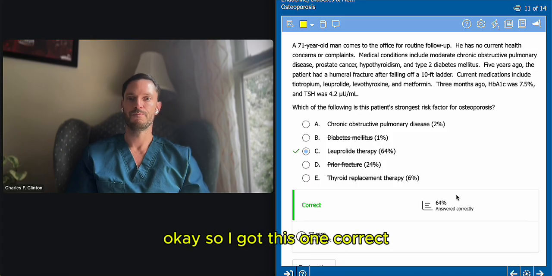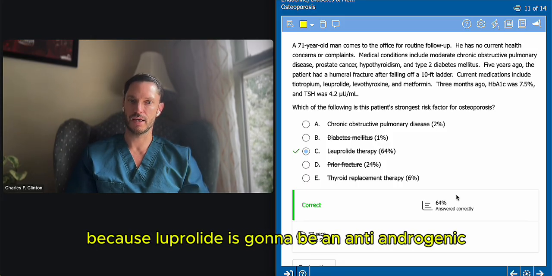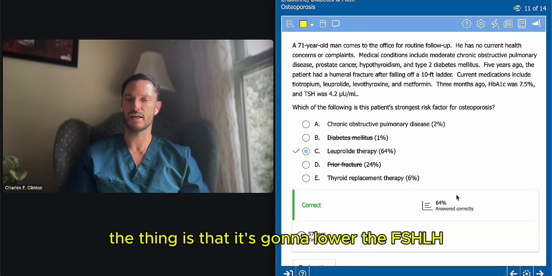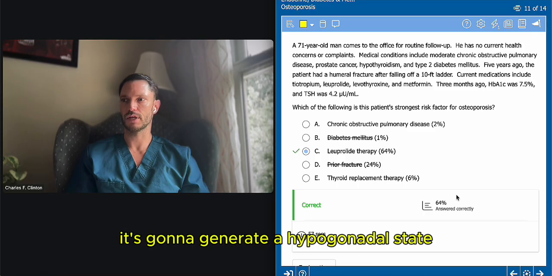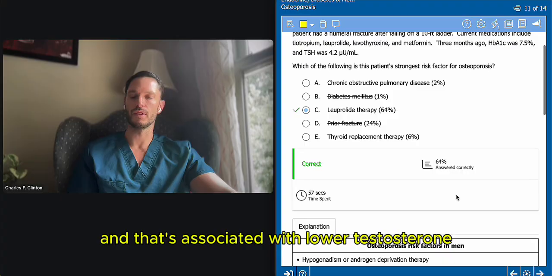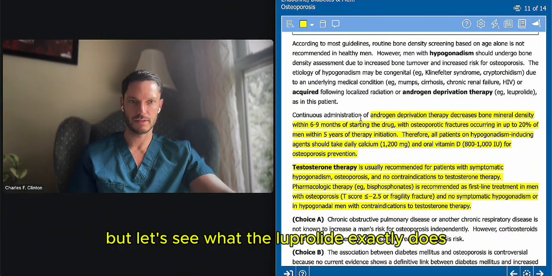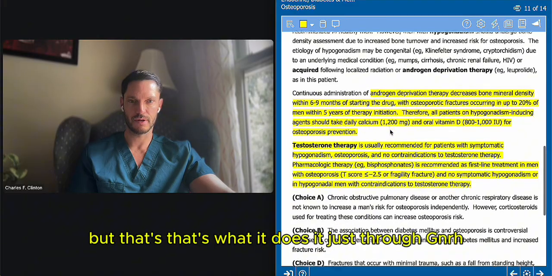Okay, so I got this one correct because leuprolide is going to be an anti-androgenic. Leuprolide is, I think, a GnRH agonist or antagonist. The thing is that it's going to lower the FSH, LH. It's going to generate a hypogonadal state, and that's associated with lower testosterone, and that's associated with osteoporosis. But let's see what the leuprolide exactly does. Doesn't specify right over here, but that's what it does.